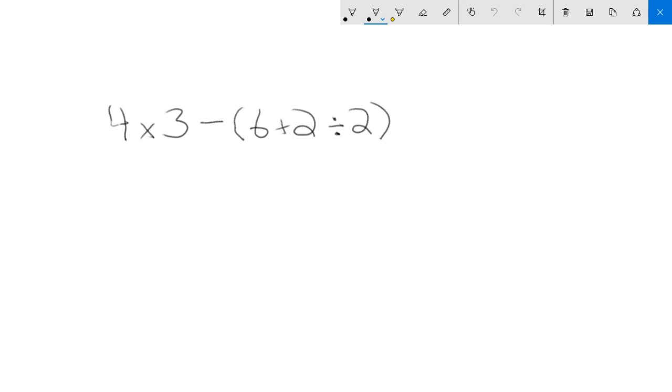Okay, so first one, taking a look at this problem. I've got 4 times 3 minus 6 plus 2 divided by 2. First off, if I was simplifying this down to something easier to see or solving it, the first thing I would do is write down PMDAS so that I remember my order. So we have parentheses, then multiply and divide, then add and subtract. Now, if you notice, I did this the same way I did it in class that whole time.